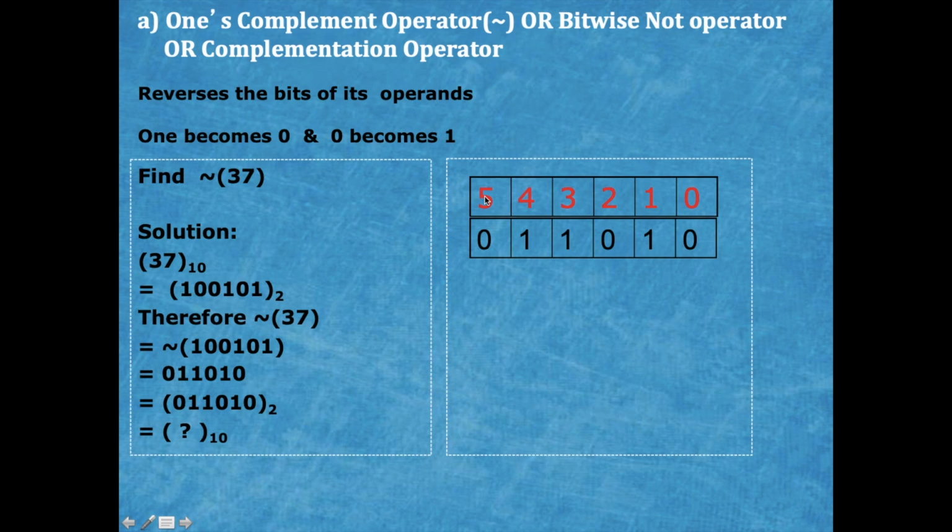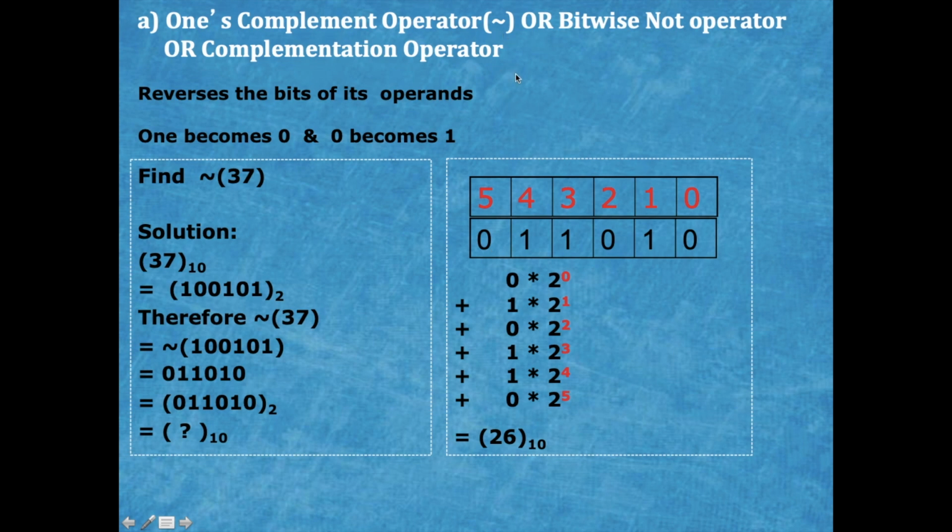Now the corresponding decimal number will be 0 into 2 raised to 0, that is this, plus 1 into 2 raised to 1, that is this. Can you take a guess what will be the next one? Plus 0 into 2 raised to 2, plus 1 into 2 raised to 3, plus 1 into 2 raised to 4, plus 0 into 2 raised to 5. If you add all this, you get 26 to the base 10. So 1's complement of 37 is equal to 26. So that was the 1's complement operator for you.